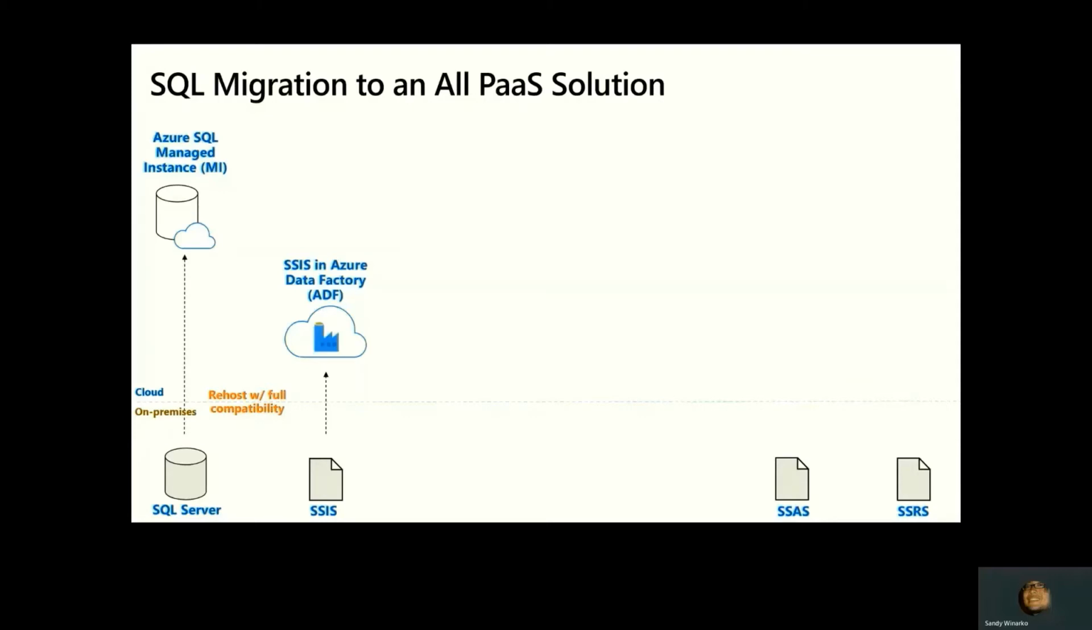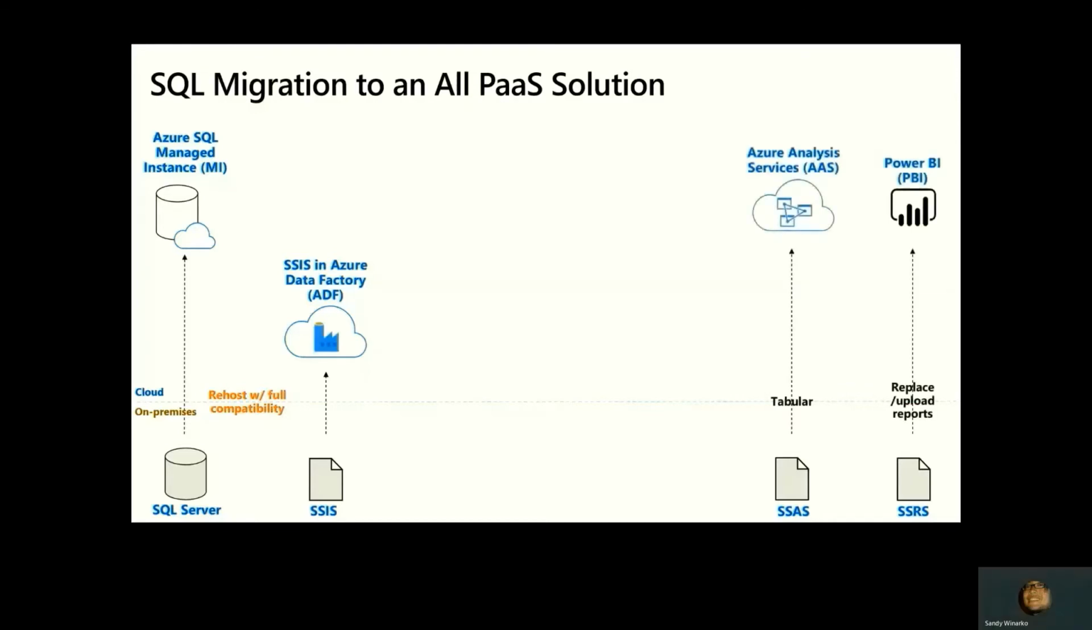SQL MI is a variant of Azure SQL Database or SQL DB that offers almost 100% backward compatibility to SQL Server. Likewise, SSIS in ADF is fully compatible to SSIS on premises, such that you can rehost or lift and shift all of your existing packages with minimal or no changes.